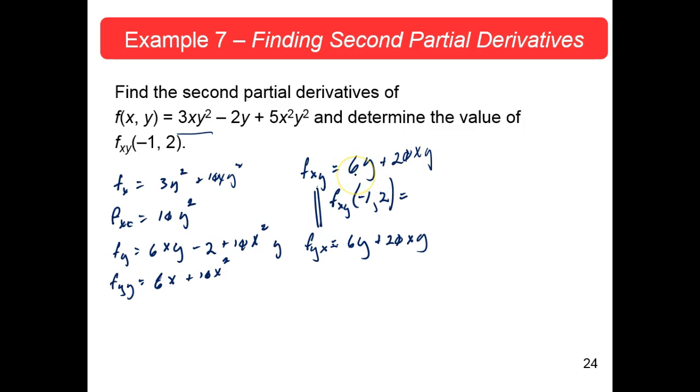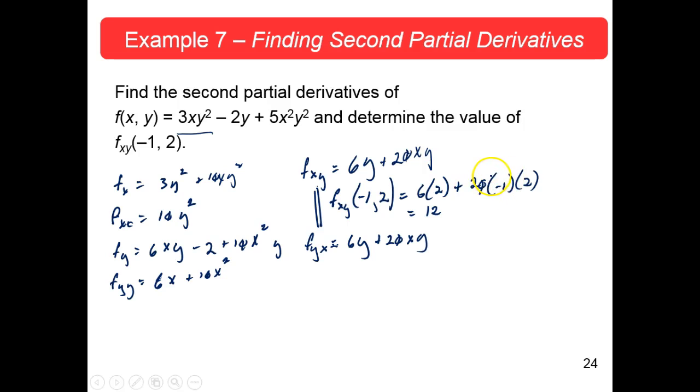Are we taking a partial? We're not taking a partial, we're just evaluating that partial at that point. Okay, so 6 times 2 plus 20 times negative 1 times 2. Okay, that would be 12.